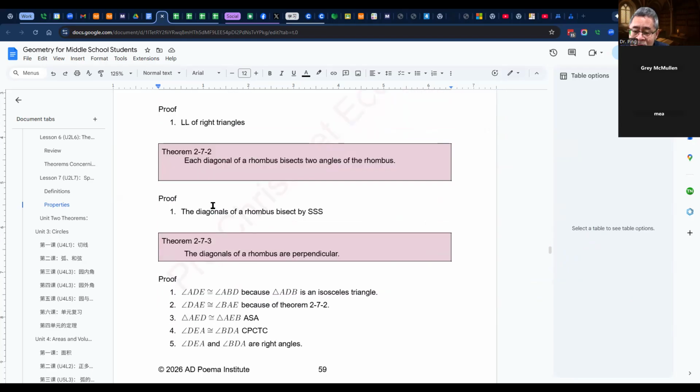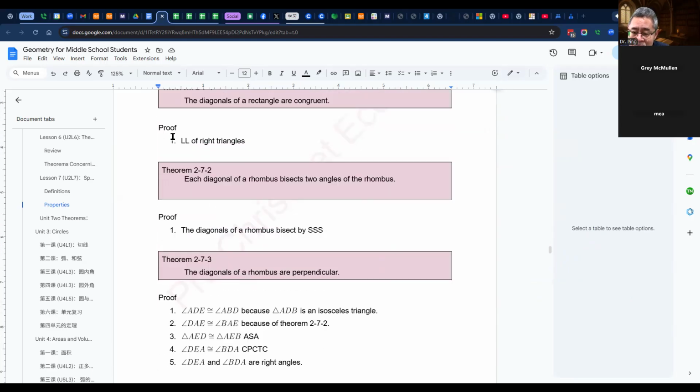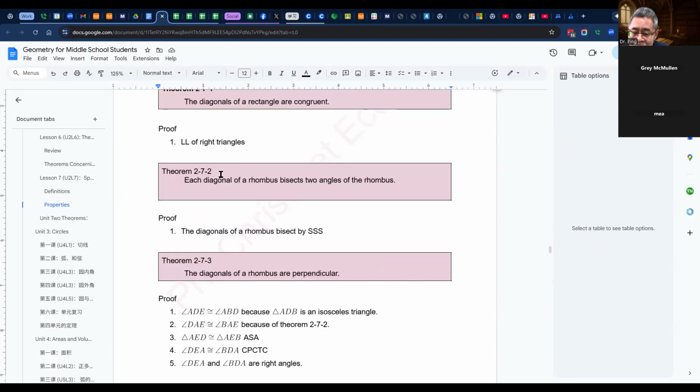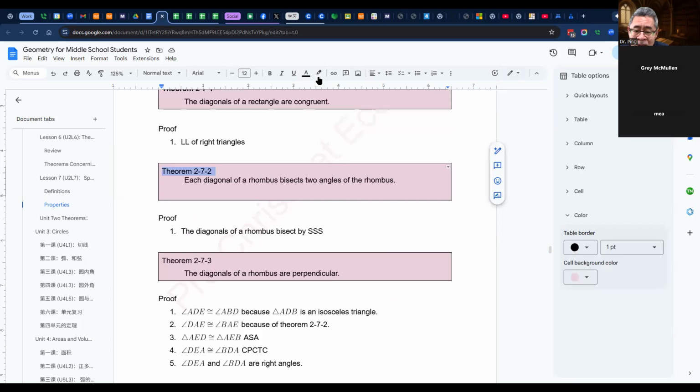Okay, now we're going to look at the next theorem, 2-7-2. It says each diagonal of a rhombus bisects two angles of the rhombus. Well, first of all, we know in a rhombus all four sides are congruent. So if we do something like that, this.